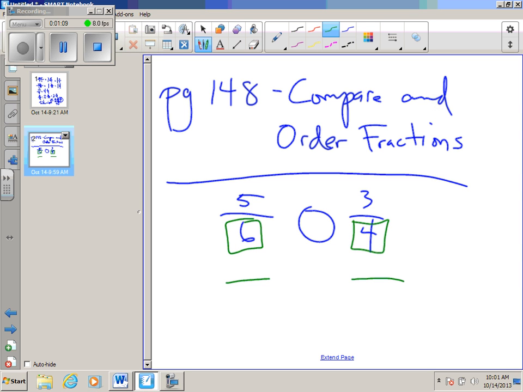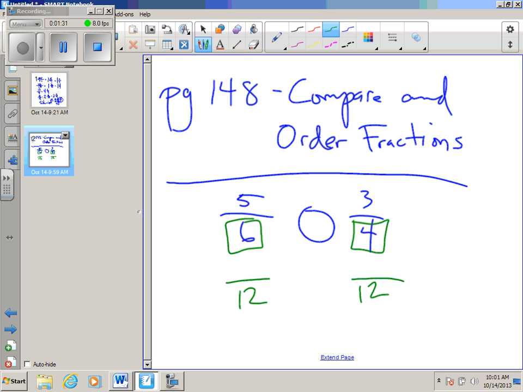There's really one way to know for sure, and that is if I get them to have the same denominator. So I have 5/6, I have 3/4. What could I use as their common denominator? Cheyenne. 24. Is there anything smaller than 24 that I could use? 12.